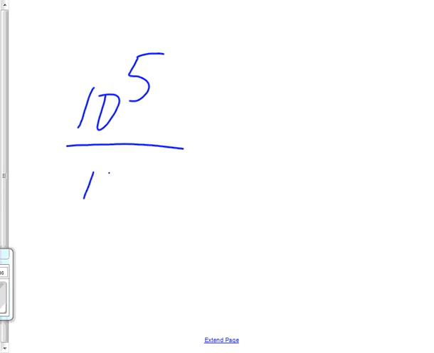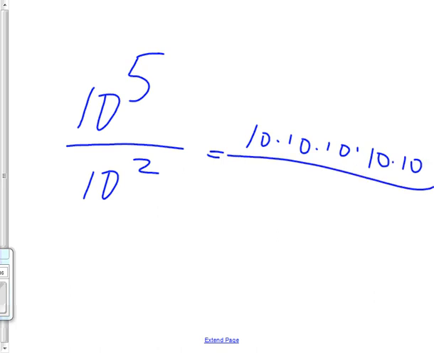10 to the fifth over 10 to the second. 10 to the third. If you had to think it out, you'd say 10 to the fifth means 10 times 10 times 10 times 10 times 10, all over 10 to the second, 10 times 10. Cancel, cancel, cancel, cancel. The answer is 10 times 10 times 10, which is 10 to the third.